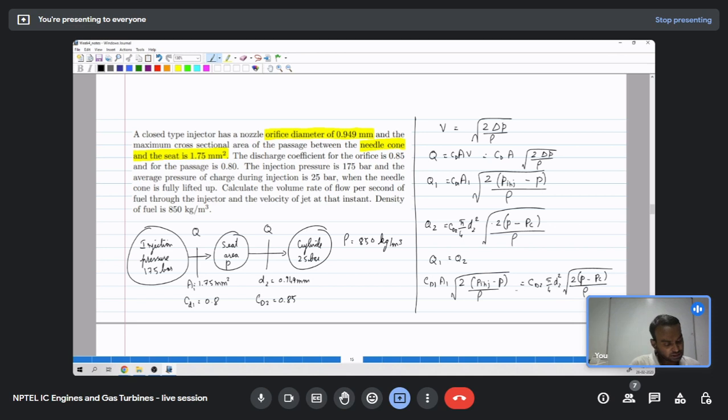Now with this equation, only P is the unknown. Solving this, we will get the pressure at the seat area, and then applying it to either equation 1 or 2, we can calculate the flow rate, and that is what we are asked to do. And the velocity of the jet at that instant: the velocity of the jet is the velocity at the orifice.